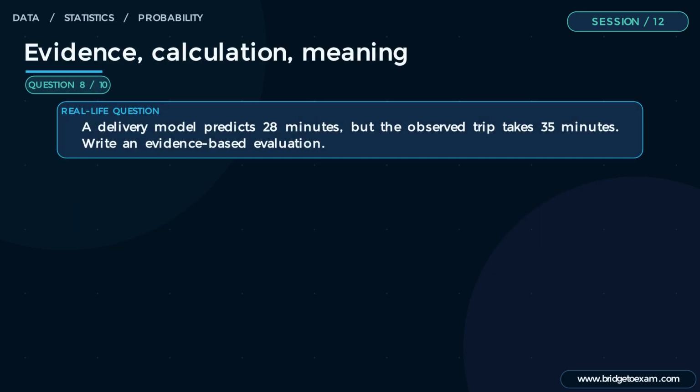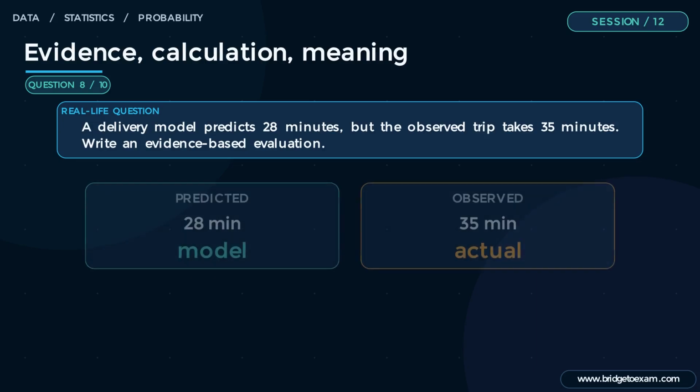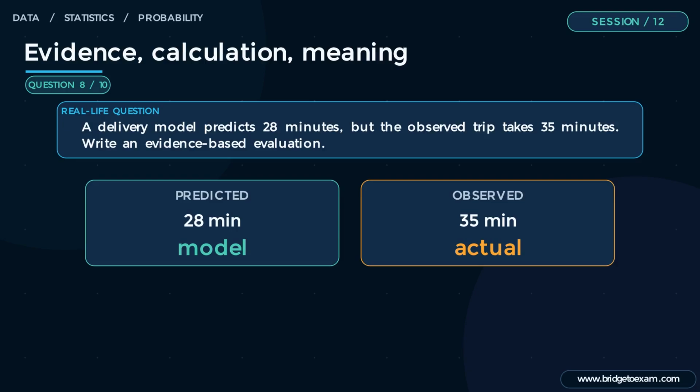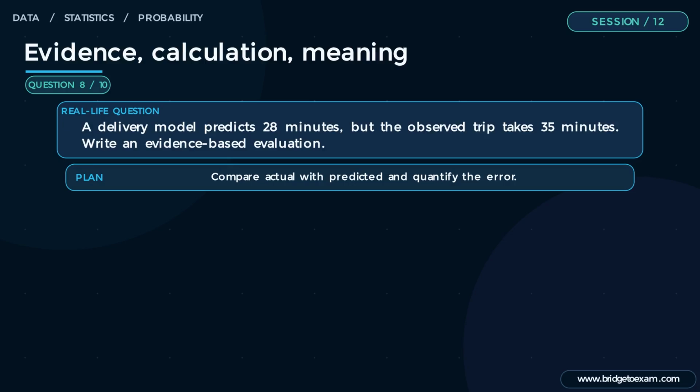Example 8. A delivery model predicts 28 minutes, but the observed trip takes 35 minutes. Write an evidence-based evaluation. The comparison places both cases on the same scale. Plan. Compare actual with predicted and quantify the error.